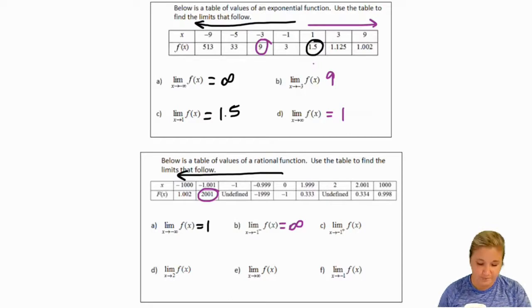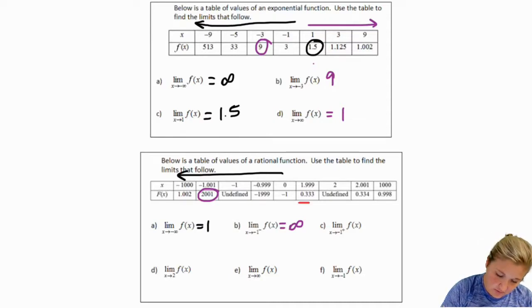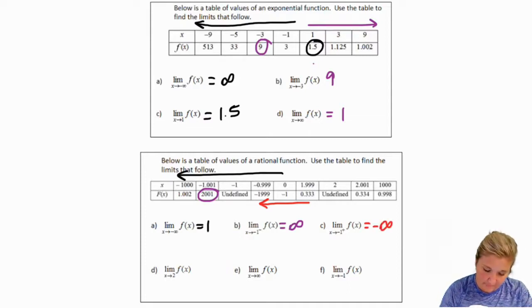That can happen, but I'm just saying the likelihood of it approaching 2,000 right there, or 2,300, is not likely. And then as x approaches -1 from the positive side, so coming in from the right, these numbers are getting larger and larger, so this is going to be in the negative direction. That's going to be negative infinity.